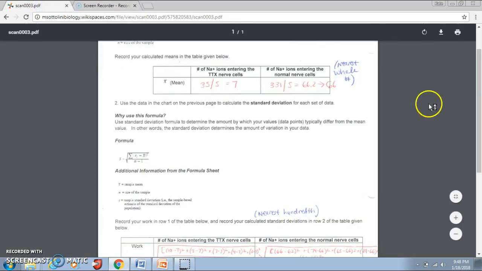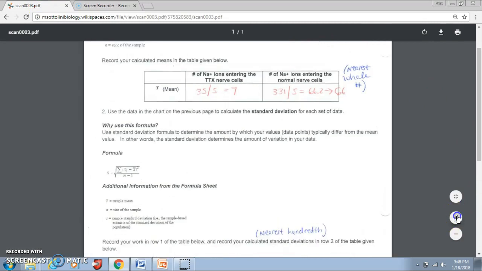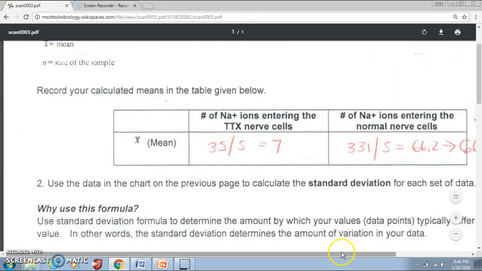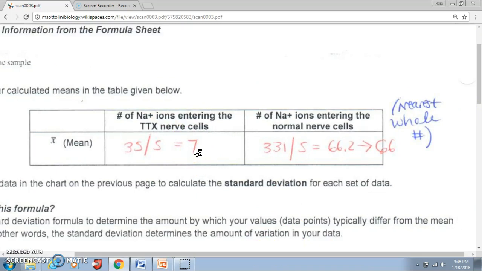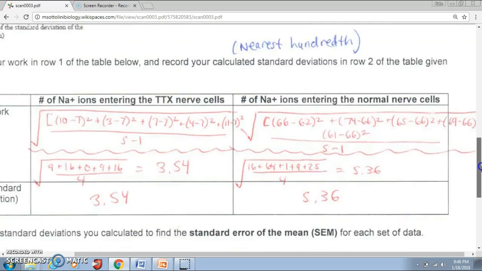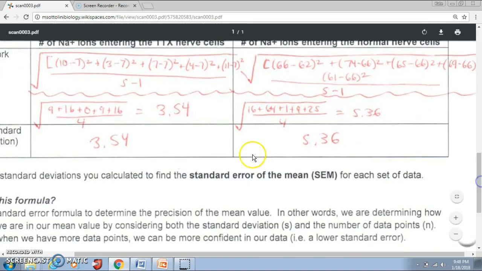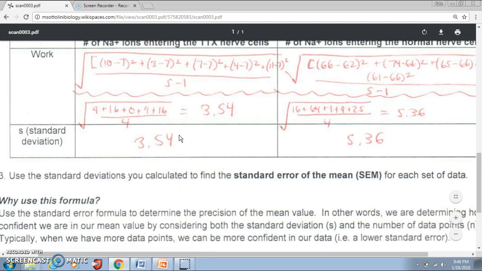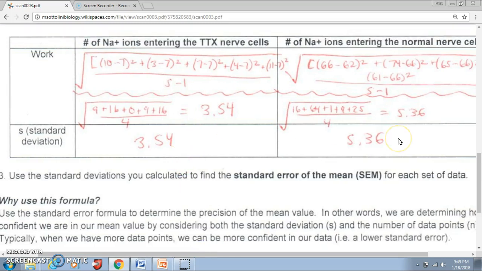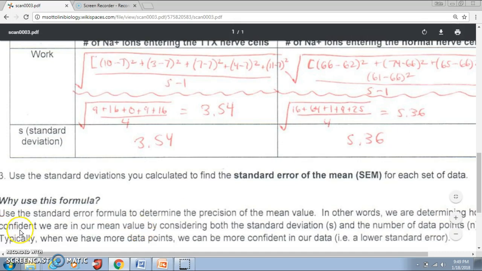Okay, so let's see. I ended up with 7 for my mean if I'm rounding to the nearest whole number for the TTX nerve cells, and 66 is my mean for the normal nerve cells. When I did my standard deviation calculation, I ended up with 3.54 for my TTX nerve cells and 5.36 for my normal nerve cells if I'm rounding to the nearest hundredth.